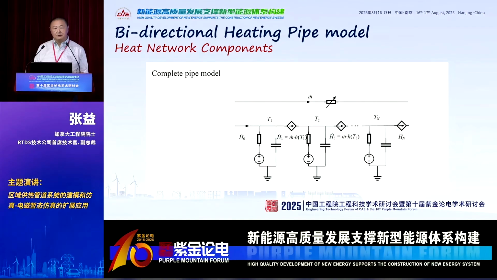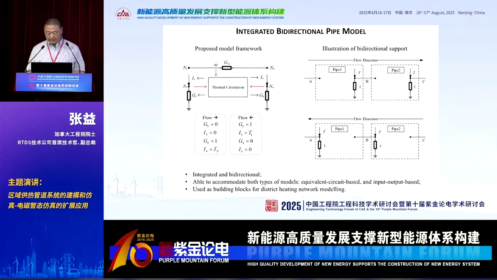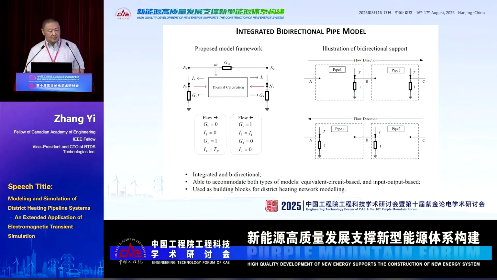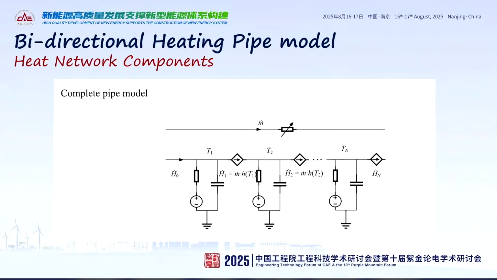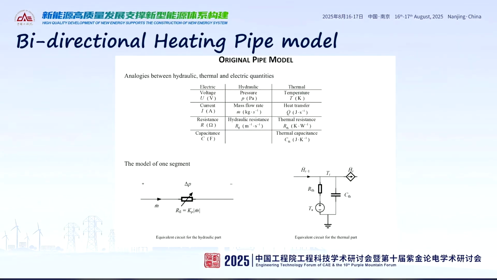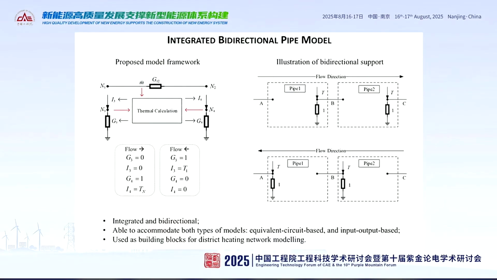Why do we connect many pieces of that? Because this can increase the precision, the accuracy, of the modeling of the heat network. I'm going to show you later on. So the up one is the hydraulic one. It's very simple, just a variable resistance, and for the thermal calculation of this model, we use this part of the circuit in this thermal calculation.